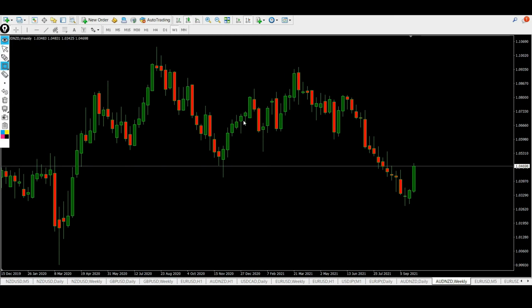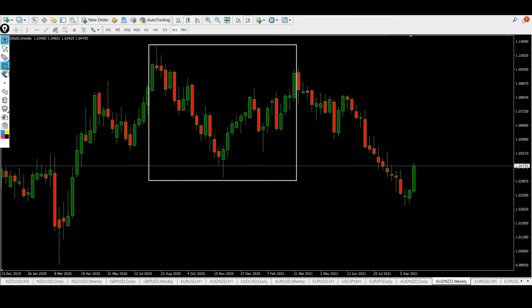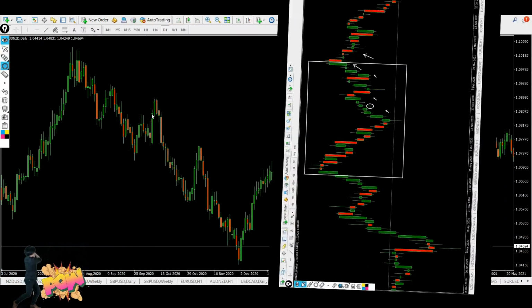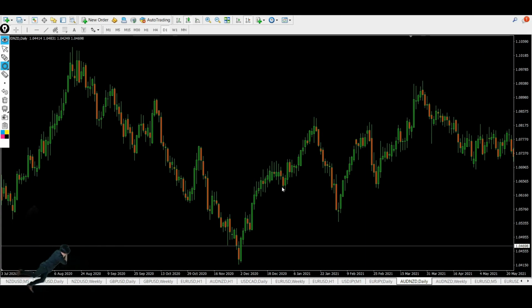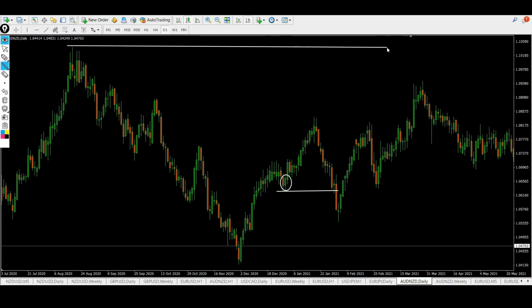So on this Aussie NZD weekly chart, in this entire area right here, my bias identifier was telling me I should be long biased. So in all these areas right here, I was looking for long entries on the lower time frames. And there was an entry that formed at this level right here on the daily chart. So let's go over there. Okay, so on this daily chart, that long entry formed on this candle right here. And in this case, my stop loss level was at this pivot low right here, and the main target at this pivot high way up here.